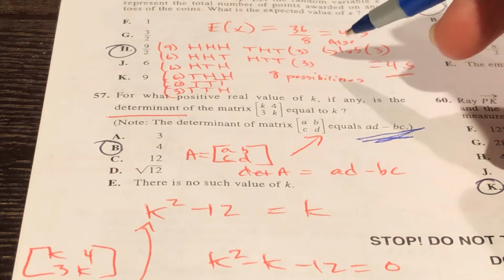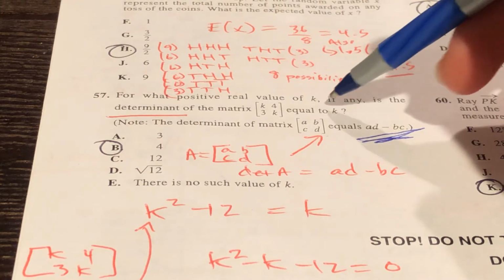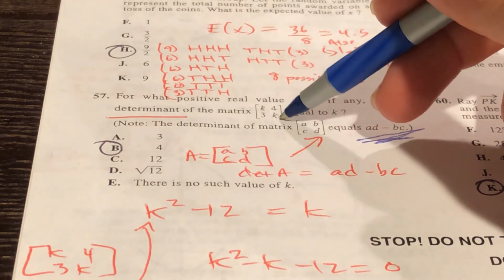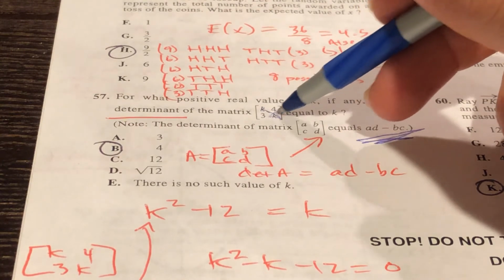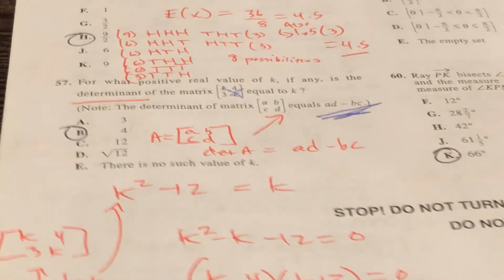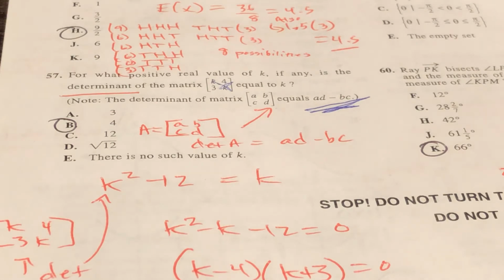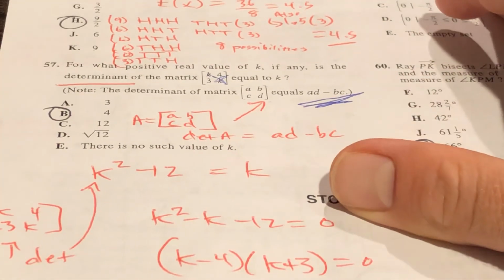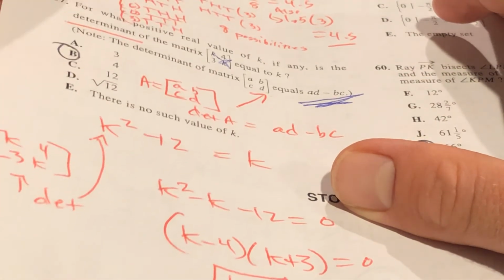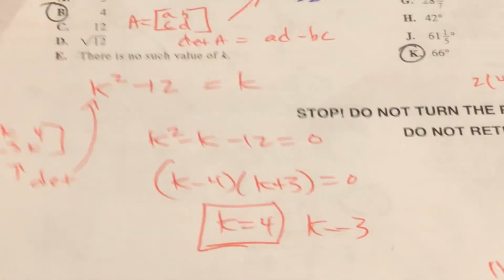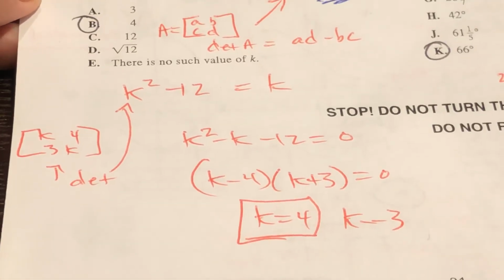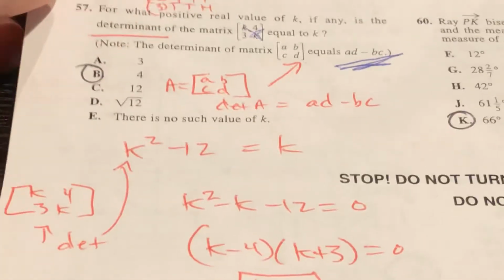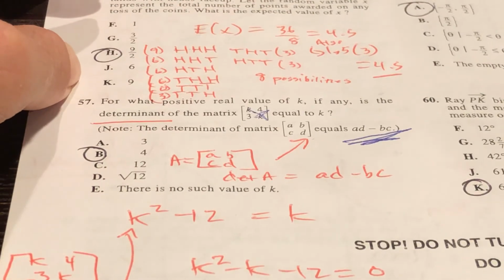For what positive value of k, if any, is the determinant equal to k? You do k times k minus 4 times 3. So k squared minus 12 is equal to k. Move the k over. This is just like saying x squared minus x minus 12 equals 0. You're going to factor. You get k is 4 and k is negative 3. It wants a positive real answer, so it's got to be 4.